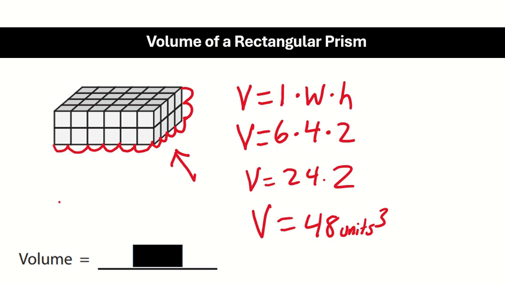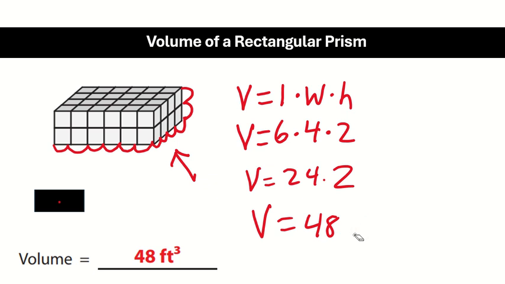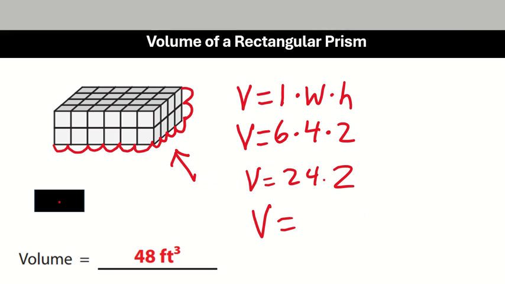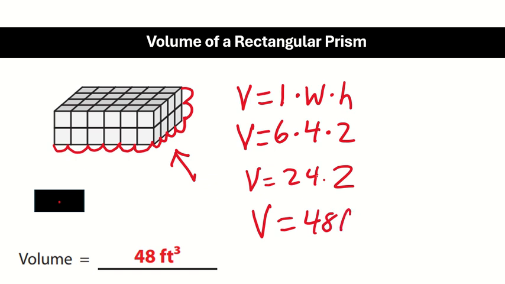Now let's just double check, make sure we're right. That's right. Well, I guess this was in feet. My bad. So if we didn't know what measurement it was, we would say units, but obviously it says it's in feet. So let's go ahead and correct that. It's going to be 48 feet cubed. Now it's always raised to the third power because it's three-dimensional. We're talking about cubes here.